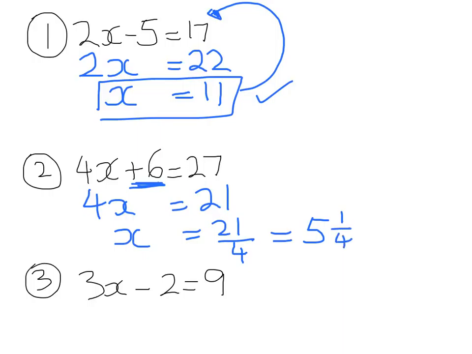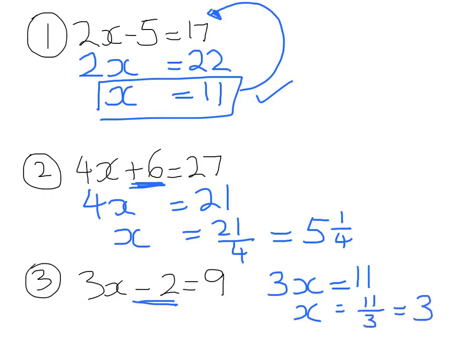Right, number 3. Just got enough room for it here. So 3x take away 2 equals 9. I will start by adding 2 to both sides. 3x equals 11. Now I'll divide both sides by 3. X equals 11 over 3, or 3 2/3.